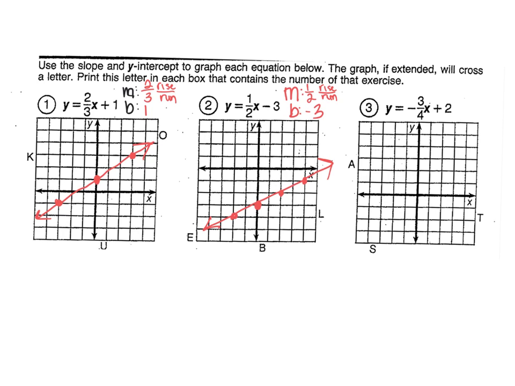Remember how I wanted 4 ordered pairs? Let's do 4 dots. Same thing. Is yours a straight line? Yeah. If you got a straight line, you did great.